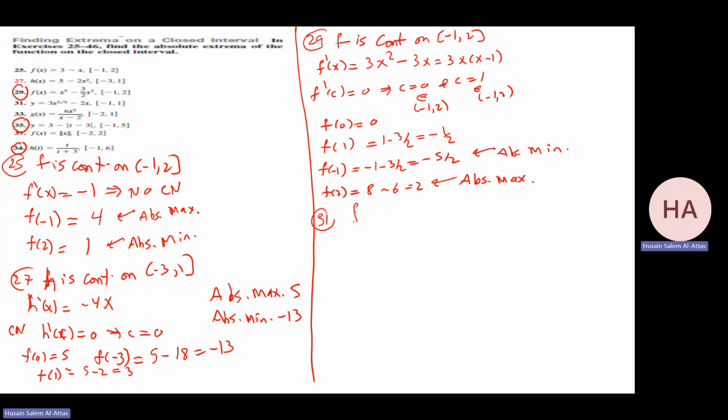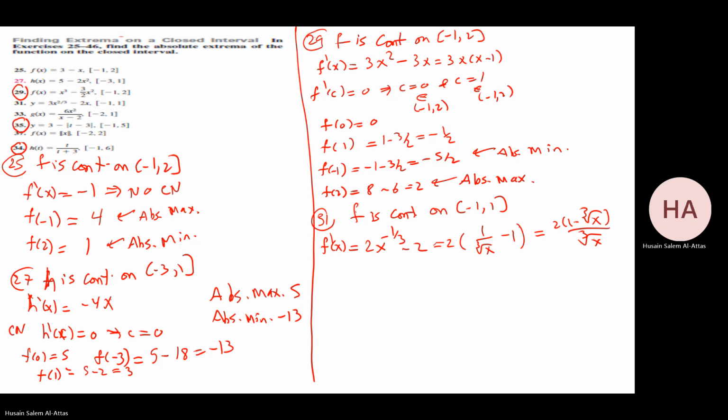How was it? It's continuous in this interval, actually it's continuous everywhere. Cubic root, which we have no problem with. So we need to find f prime at x, which is what? 2x to the minus 1 over 3 minus 2. And that will be what? Take 2 common factor. I have 1 over cubic root of x minus 1, and that will be 2 times 1 minus cubic root of x over cubic root of x. Okay.